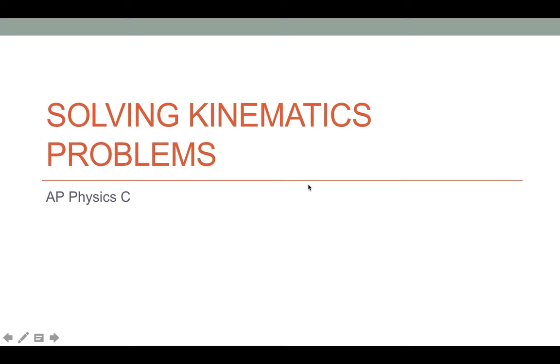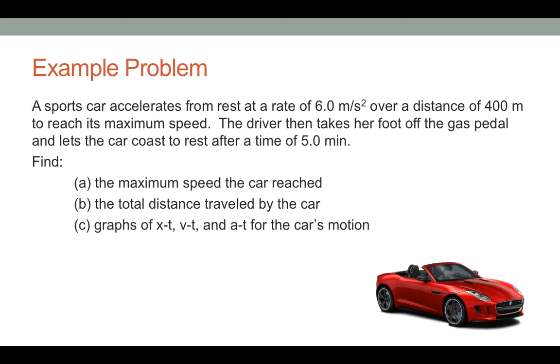Okay, here we're going to go over how to solve a kinematics problem. And we're going to do this by using a specific example. In this example, we have a sports car that will accelerate from rest up to its maximum speed. It'll do that at the rate of 6 meters per second squared over a distance of 400 meters.